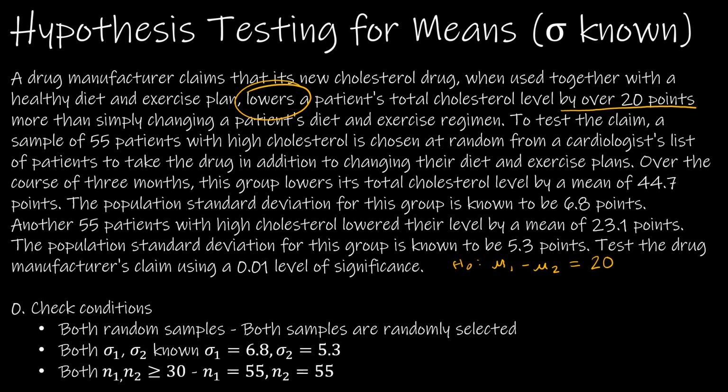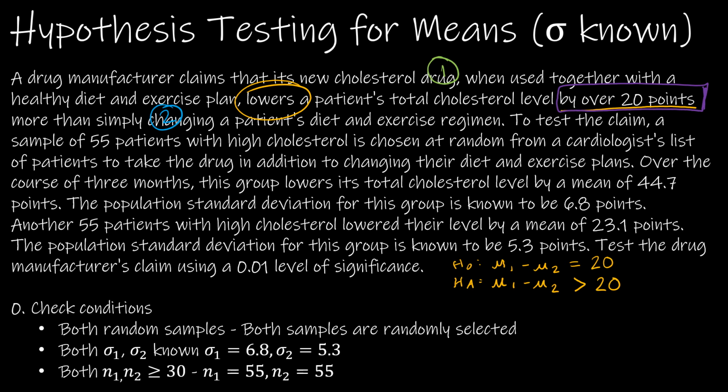Now, where did I come up with this? Because they are suggesting it's going to be by over 20, which means my alternative hypothesis is that mean 1 minus mean 2 is going to be greater than 20. So what we're saying is we expect 20, we want it to be over 20. And again, that's compared to someone who simply changes their diet without the drug. So we're going to use the people who use the drug as 1 and the people who simply change their diet as 2. And again, let's make sure that makes sense.